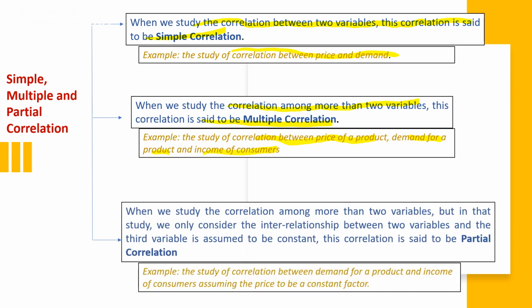Now, when we study the correlation among more than two variables, but in that study we only consider the interrelationship between two variables and the third variable is assumed to be constant, this correlation is said to be partial correlation. For example, the study of correlation between the demand of a product and the income of a consumer, assuming the price to be a constant factor.